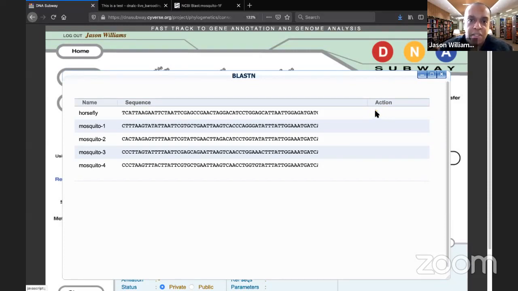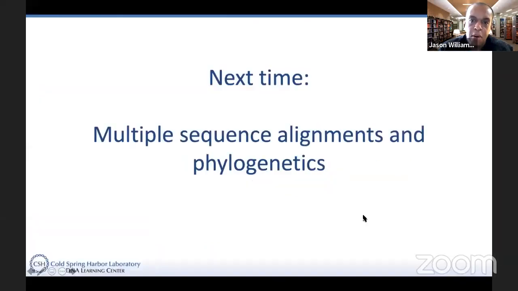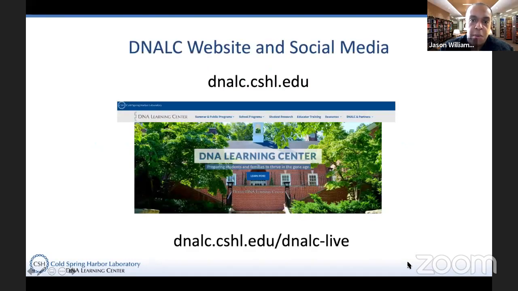In next week's course, I'll come back to this when it's done with the BLAST search. In next week's course, we are going to talk about multiple sequence alignments, a little bit more on the barcoding genes themselves and phylogenetics, because the combination of BLAST and phylogenetics allows us to make at least a little bit better determination of what species we might be looking at. So make sure you go to the DNA Learning Center live page, where you'll also have a series of handouts and slides.